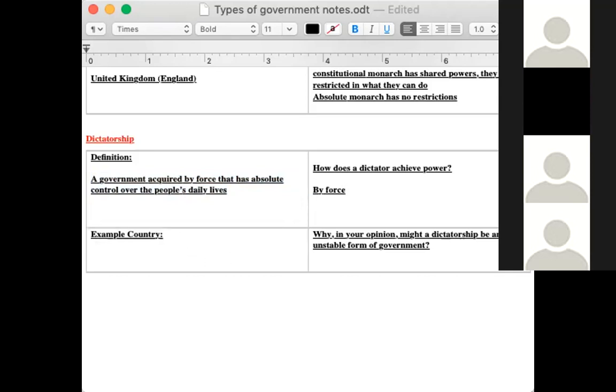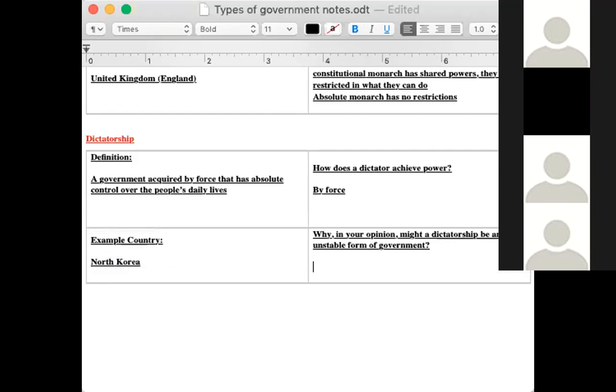Can we give an example country? Guys, look at the picture. What's the picture on the slide that has dictatorship? North Korea. Who said that? Nate. So what country is that? It's Kim Jong-un. What country is he the dictator of? North Korea. So your example right there in the picture could be North Korea. Does that make sense? Yeah. Okay. Now, here's a hard one. This is kind of a more open-ended question.